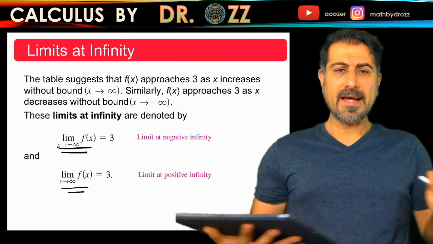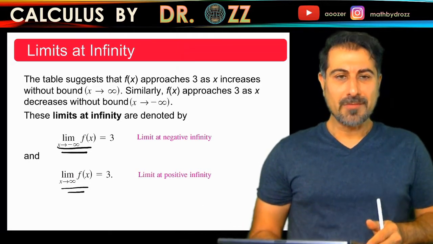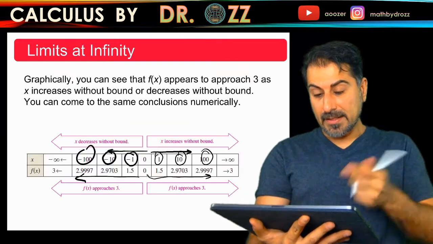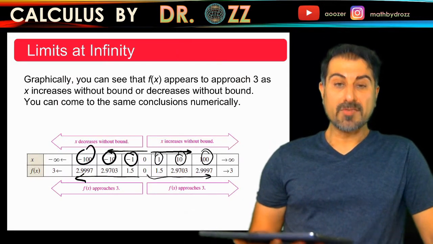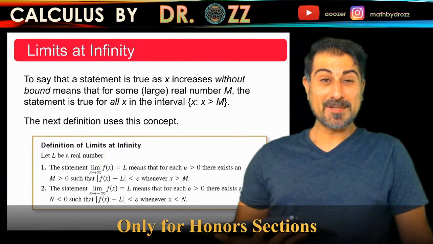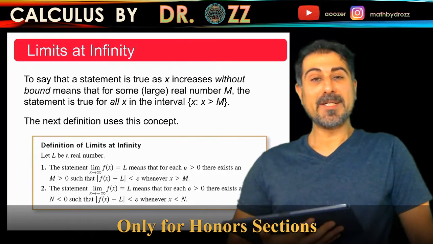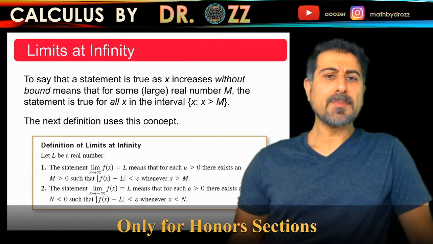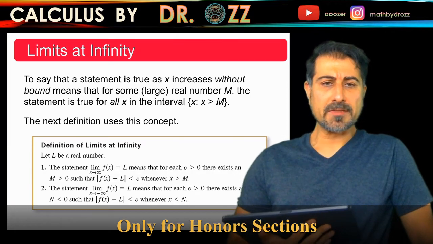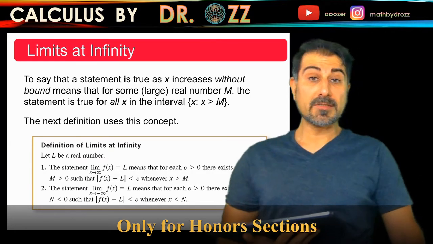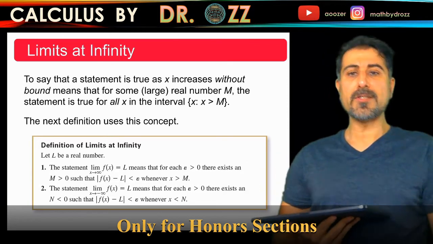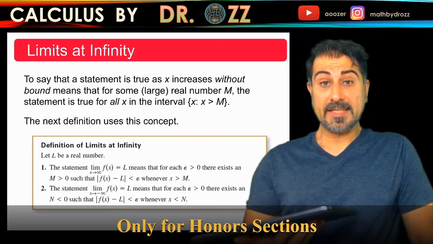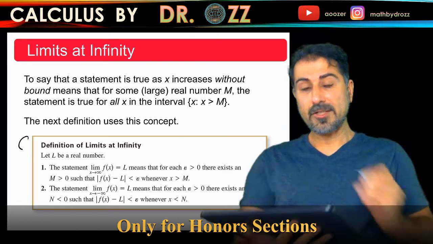As you see, I have tried different ways of looking at the limit. The most primitive technique, obviously, is just having the table of sample values. Now let's talk about the official definition of limits at infinity. Before doing that, this part is for honors section students. If you're not an honors section student, disregard this part of the video, as I'm not going to test you on this definition. But if you're an honors student, you're going to be tested on it.